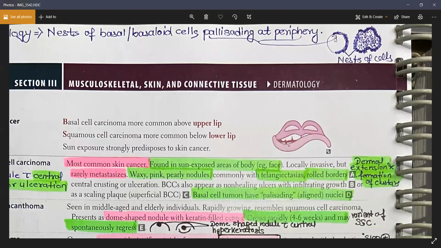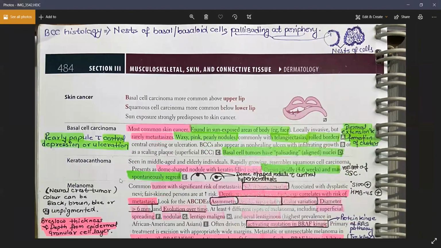If I zoom out here, you will get these types of palisadings, and they will form the nests, and inside these nests you will have these tumor cells arranged in a very disorganized way, that you will get on the biopsy of the patient.